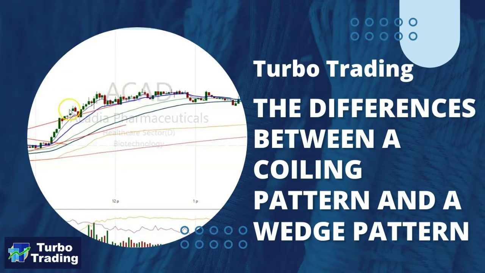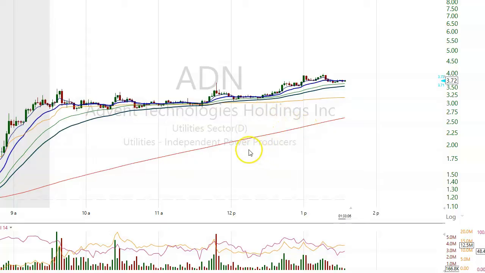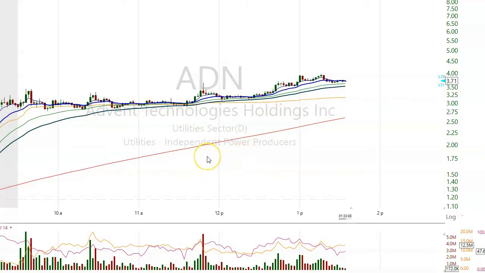This is just a discussion on the difference between two chart patterns, a coiling pattern and a wedge pattern. Now, in reality, the outcome is much the same. At the apex of a wedge or the apex of a coil, normally you get the pop or a drop. But let's just look at a couple of the patterns.